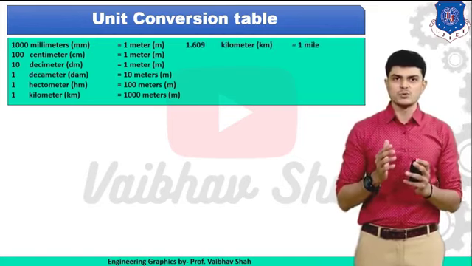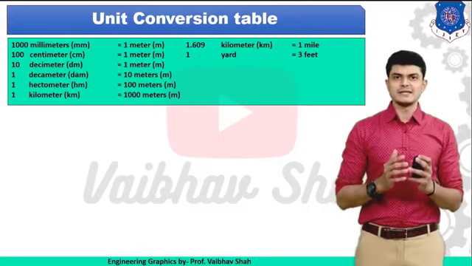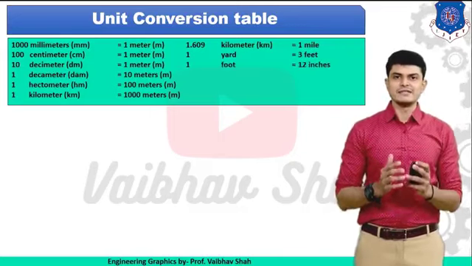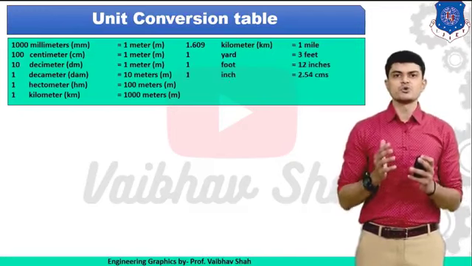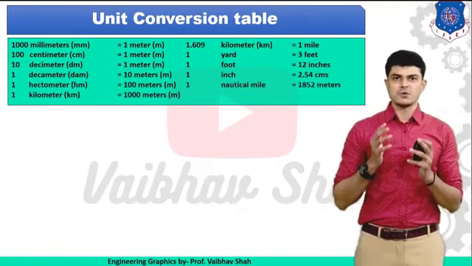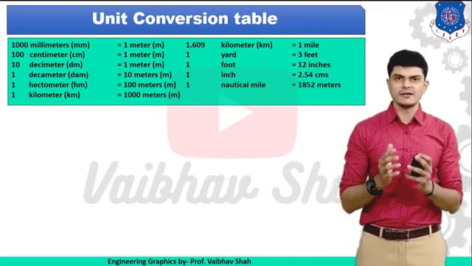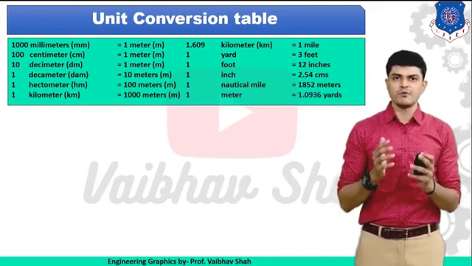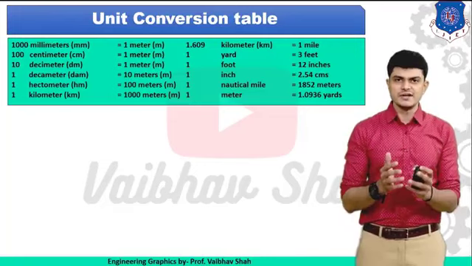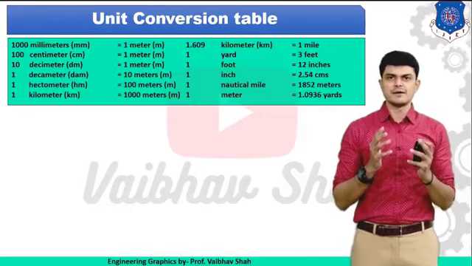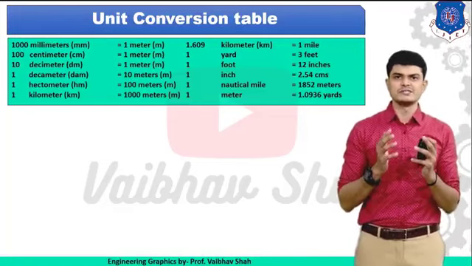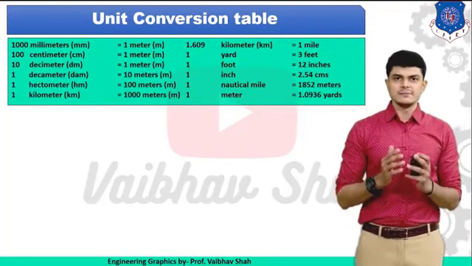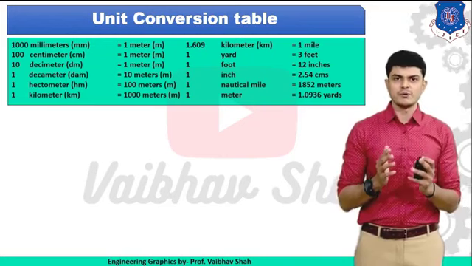1.609 kilometers is equal to 1 mile, 1 yard is equal to 3 feet, 1 foot is equal to 12 inches, 1 inch is equal to 2.54 centimeters, 1 nautical mile is equal to 1852 meters, and finally 1 meter is equal to 1.0936 yards. We must remember each of the values to easily solve any of the examples based on your diagonal scale. Now it seems very difficult to remember, right?